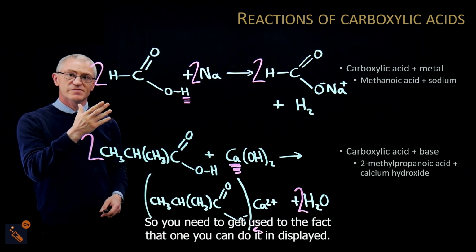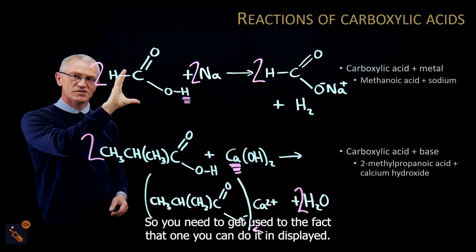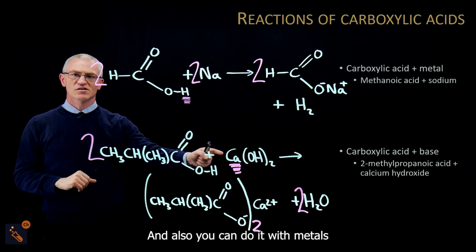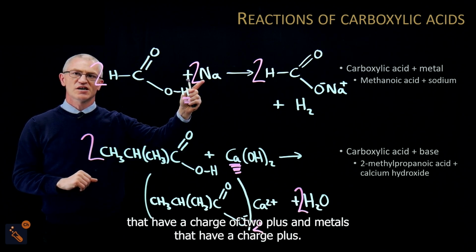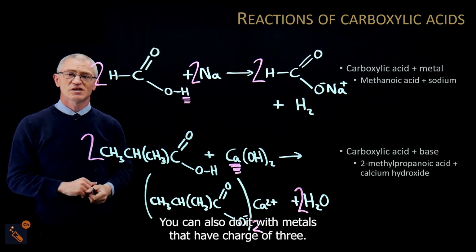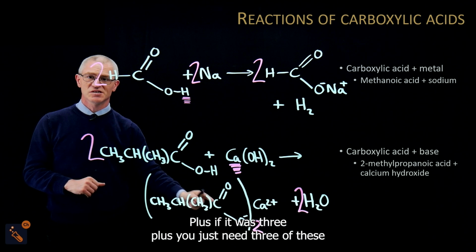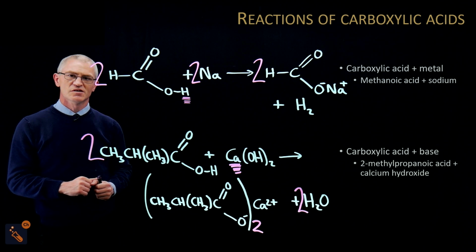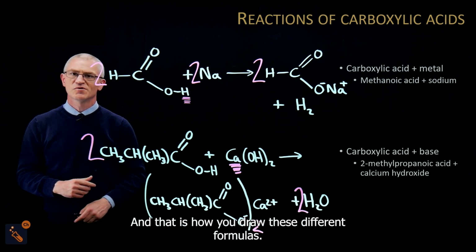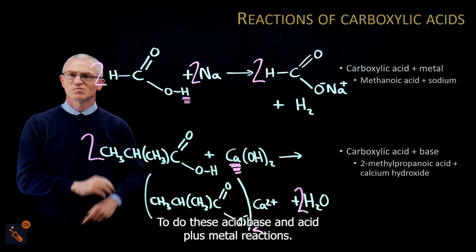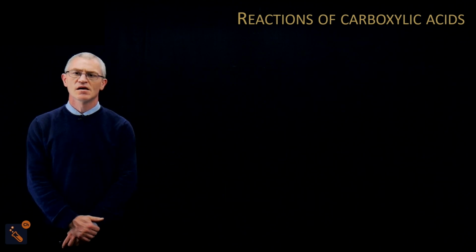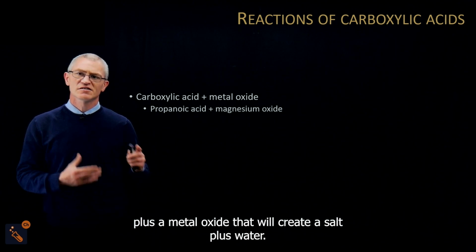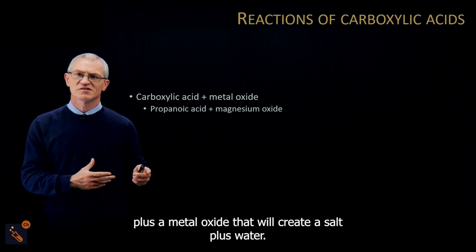So you need to get used to the fact that, one, you can do it in displayed, you can do it in structural, and also you can do it with metals that have a charge of 2+ and metals that have a charge of 1+. You can also do it with metals that have a charge of 3+. If it was 3+, you would just need 3 of these carboxylate ions instead of 2. And that is how you draw these different formulas to do these acid-base and acid plus metal reactions. The next reaction is when you have carboxylic acid plus a metal oxide. That will create a salt plus water.